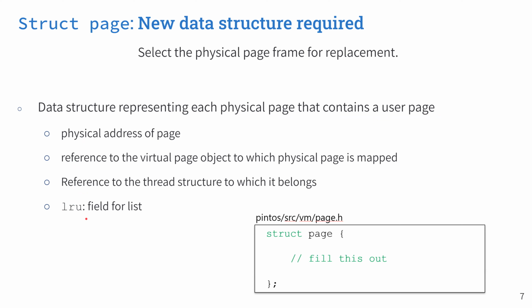The last one is LRU, which is the field for the list. I'll talk about it later. And this structure is not implemented. There is no predefined one for this structure in Pintos, so you should make this structure by yourself in this file. The elements should be the ones I introduced here, and you can add anything you want if you think it is needed.